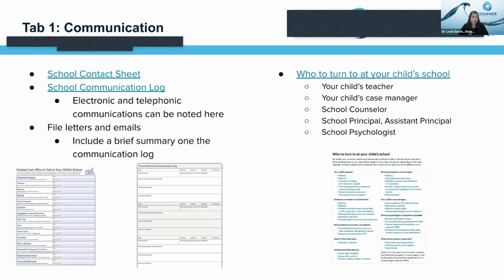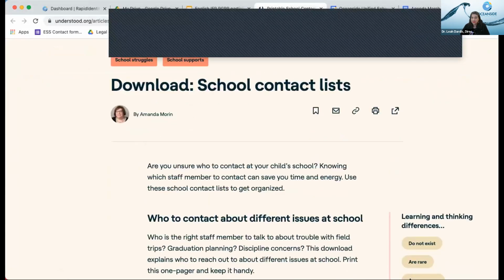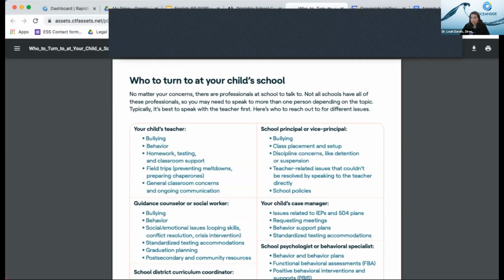Okay. So we start off with tab 1. And in the PowerPoint presentation, we have links that link right back to understood.org for you to be able to go back, revisit, and download these sheets. This is what they look like. The school contact sheet, I think, is very important for us as moms and dads, because we don't always know who we need to contact at the school.